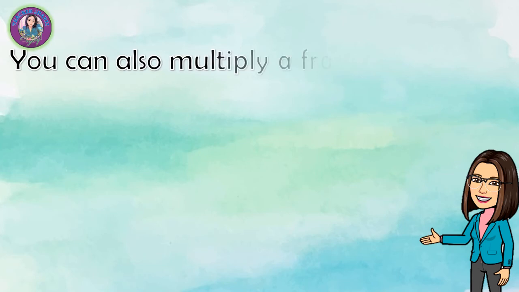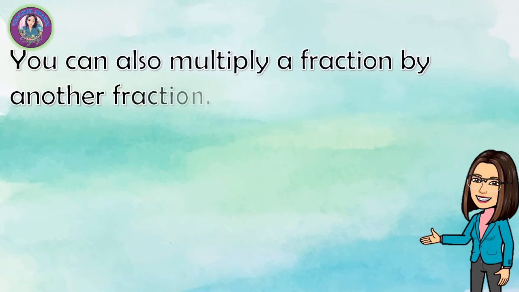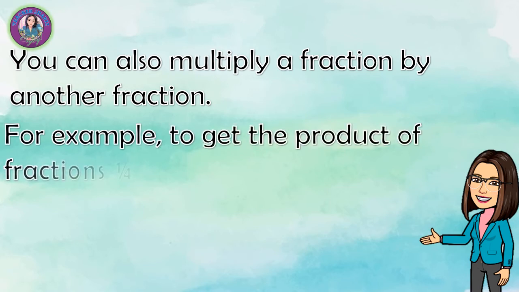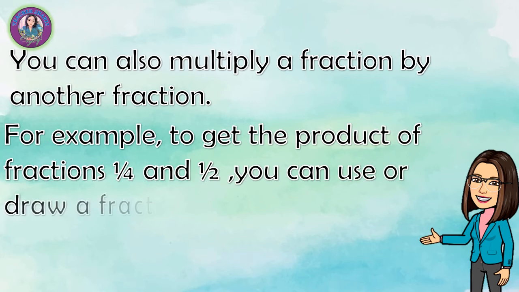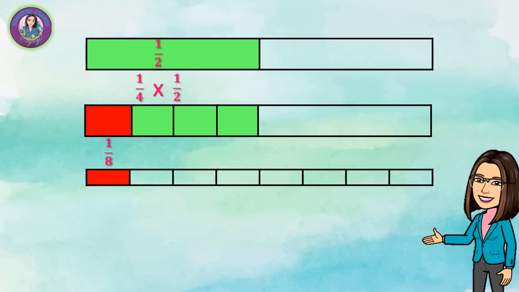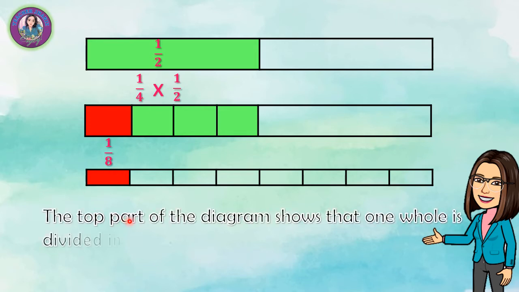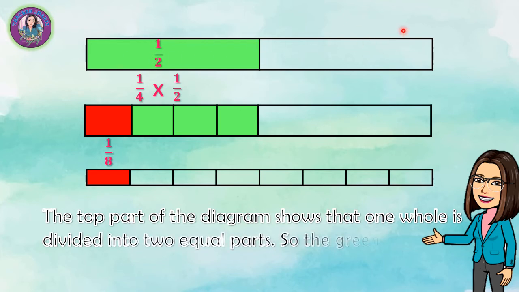You can also multiply a fraction by another fraction. For example, to get the product of fractions 1/4 and 1/2, you can use or draw a fraction model. In this illustration, 1/4 times 1/2 is 1/8. The top part of the diagram shows that one whole is divided into two equal parts. So the green part is 1/2 of the whole.